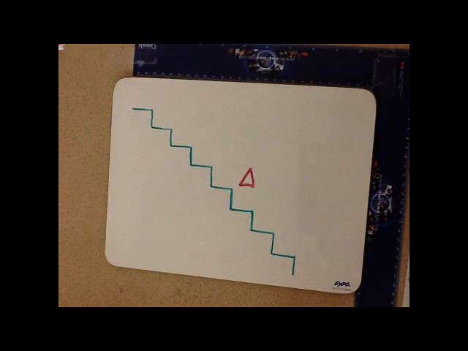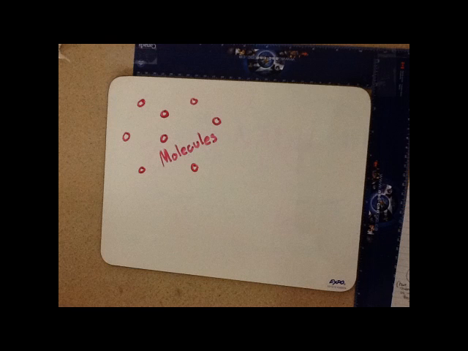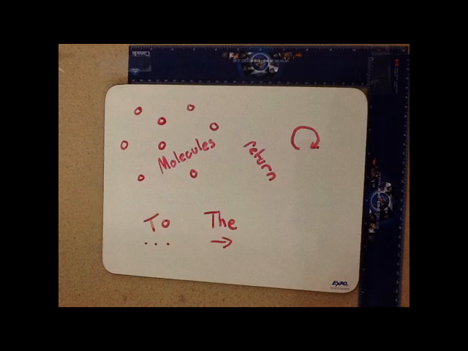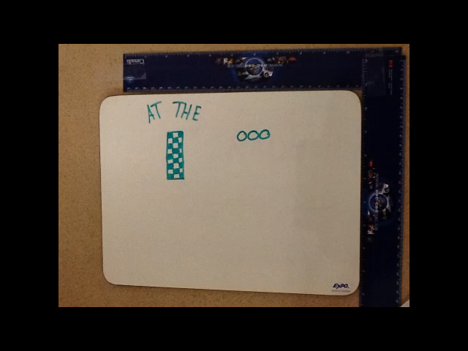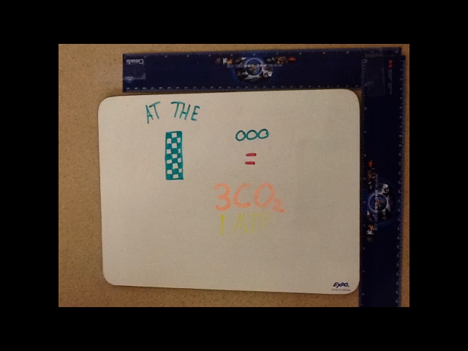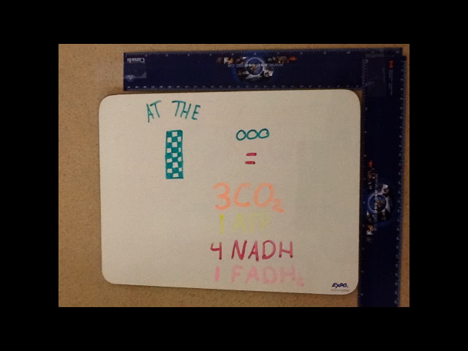As these bonds are being broken, energy is being produced and released as the carriers for this energy are being formed. The molecules that are made in this cycle will return to the 4-carbon acid so the cycle can continue. At the end, 1 pyruvic acid will make 3 CO2 molecules, 1 ATP, 4 NADH, and 1 FADH2.